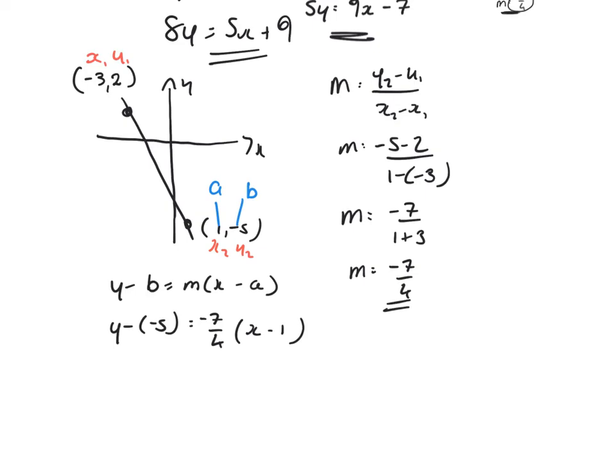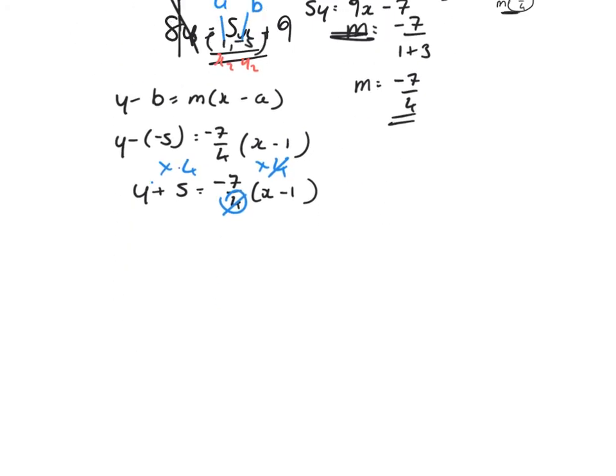So y minus b, well, b is minus 5, so it's y minus 5 equals the gradient, which is minus 7 over 4, bracket x minus a, bracket x minus 1. Okay, so y plus 5 is equal to minus 7 over 4, bracket x minus 1. What's causing the problem this time is the divide by 4, so multiply both sides of the equation by 4. Those two cancel out.